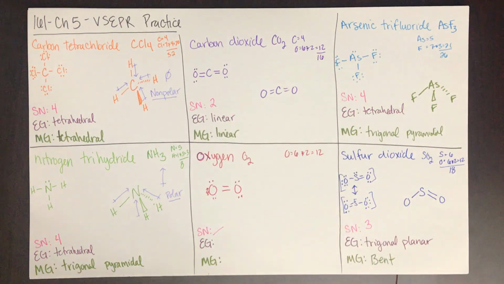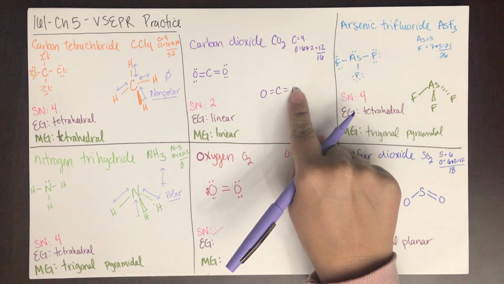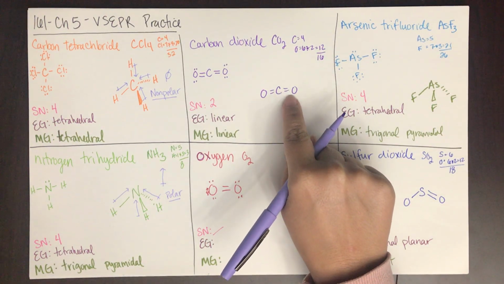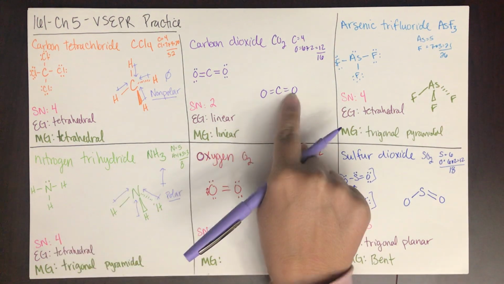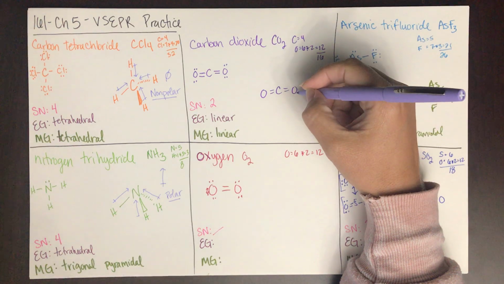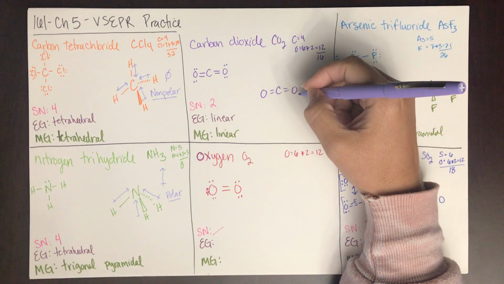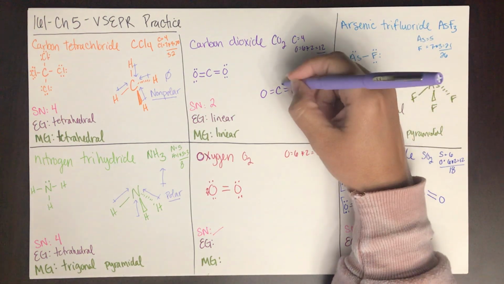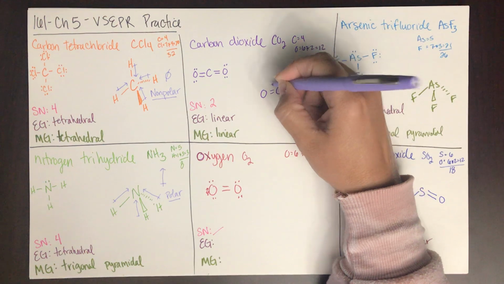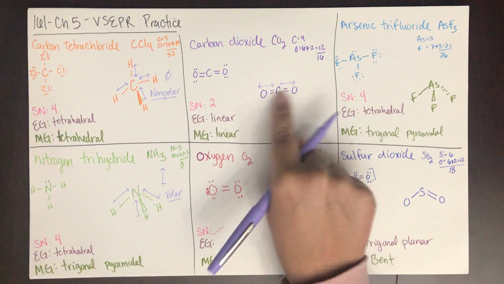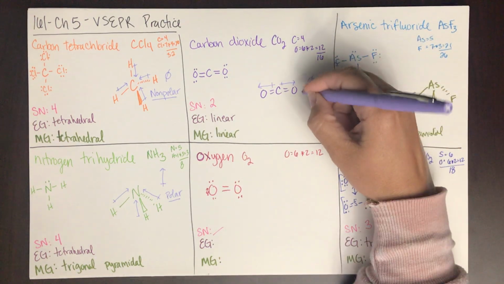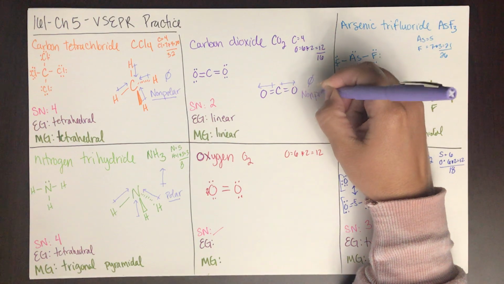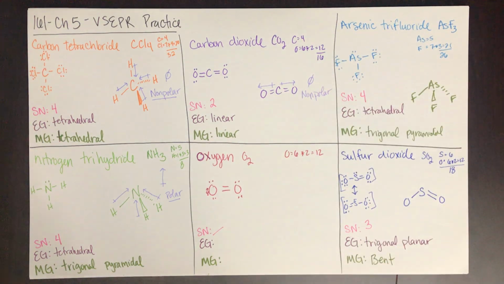Let's look at carbon dioxide. Again, remember, we are only drawing vectors on molecular geometries, not on Lewis structures. So here, oxygen is more electronegative than carbon. So this would be what the vectors look like. This is a linear molecule. These are equal magnitudes and opposite directions. This is a non-polar molecule.